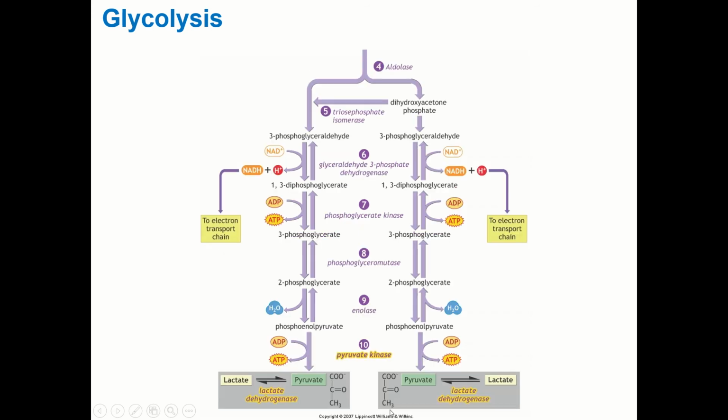So the next thing we're going to do at step 4 is to split this 6-carbon molecule into 2 3-carbon fragments. That's what's happened here at 4. So you got 1 3-carbon fragment going this way, 1 3-carbon fragment going this way. So the aldolase enzyme did the splitting.